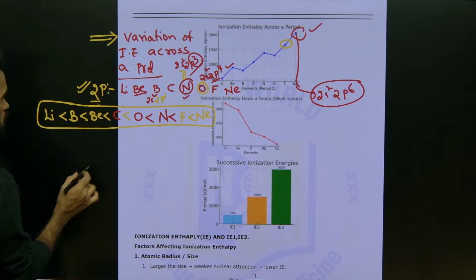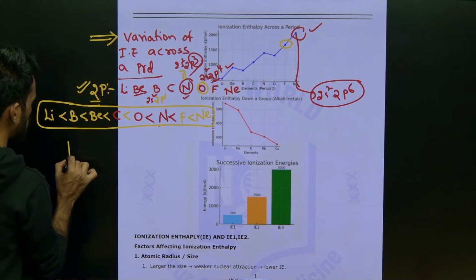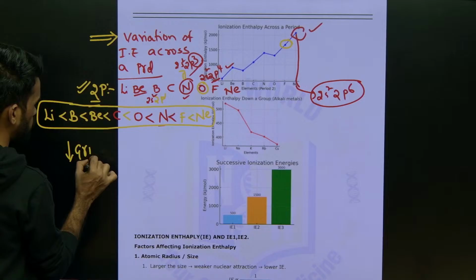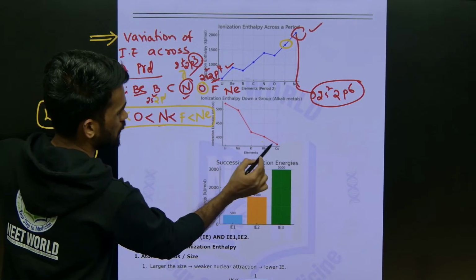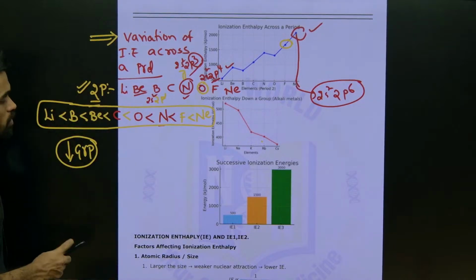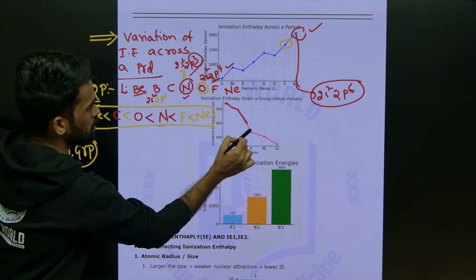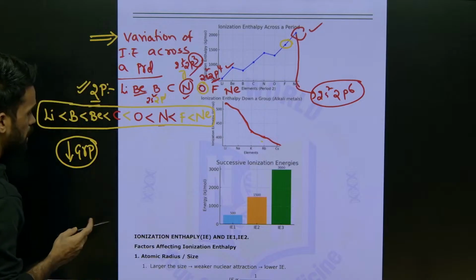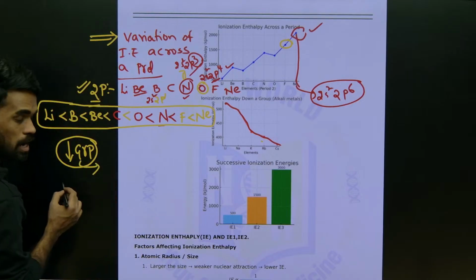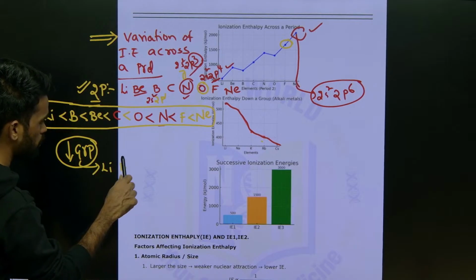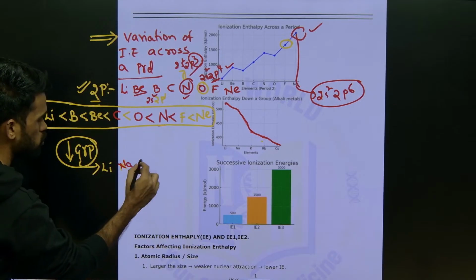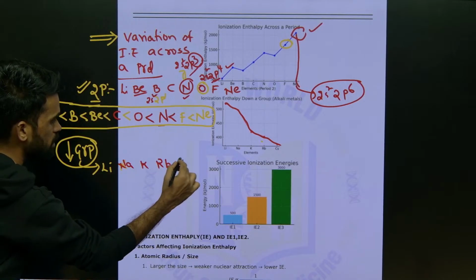Okay, and after this, down the group, as we move down the group, just take some elements. This is the variation of ionization energy down the group. So how will it be? It is decreasing. If you want to take group elements like alkali metals, we can take lithium, sodium, potassium, rubidium, cesium.